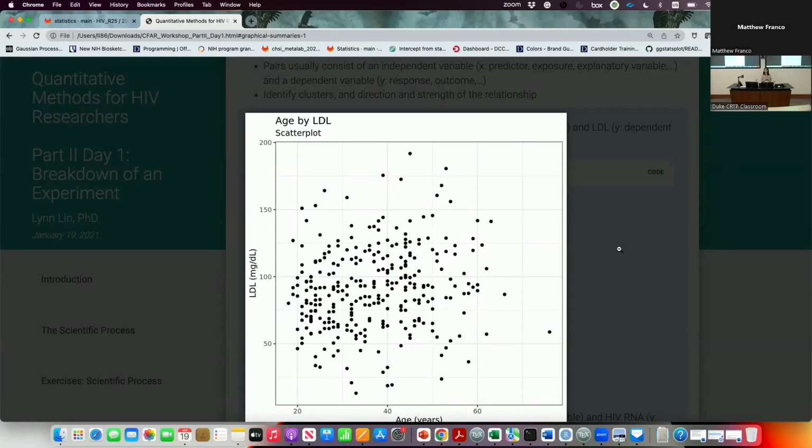No trend. Yeah, for me, I feel like they just scatter around, right? There's no obvious, at least visually obvious, trend between age and LDL. But if there's no trend, can we say, well, age and LDL are independent? No, right? So the trend is different from independence.